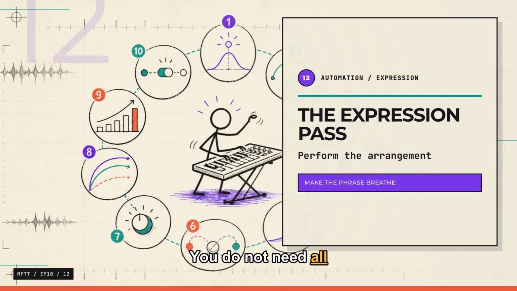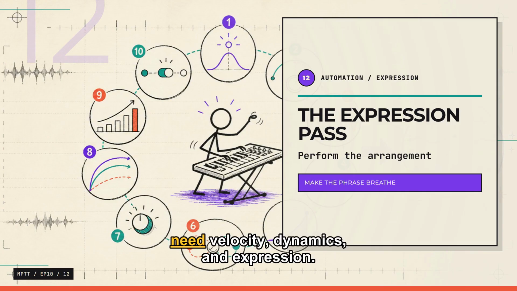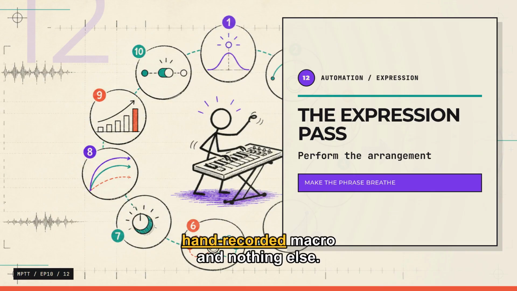You do not need all 10 techniques on every sound. Apply 3 where they solve a real problem, then listen in the full arrangement. A pad may need a filter arc and slow pan. A string phrase may need velocity, dynamics, and expression. A lead may need one hand-recorded macro and nothing else.